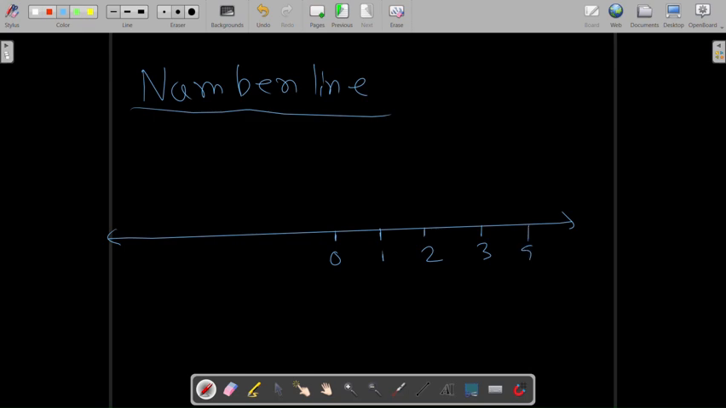And similarly, if I go to the left from 0 by one unit distance, I will get minus 1. One unit distance from minus 1 to the left, I will get minus 2, and so on. Note that I am always saying the word unit distance, because when you have to draw a number line in exams, you have to draw it with proper scaling, or else marks will be deducted.